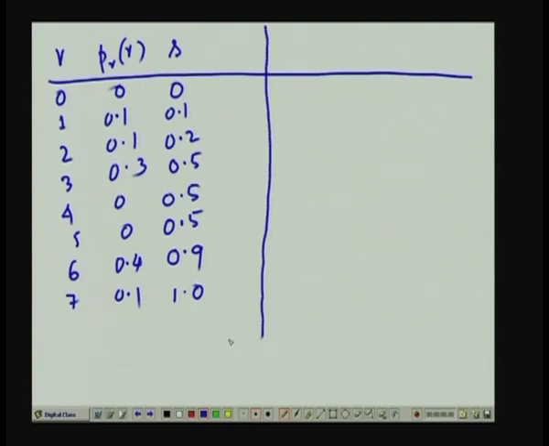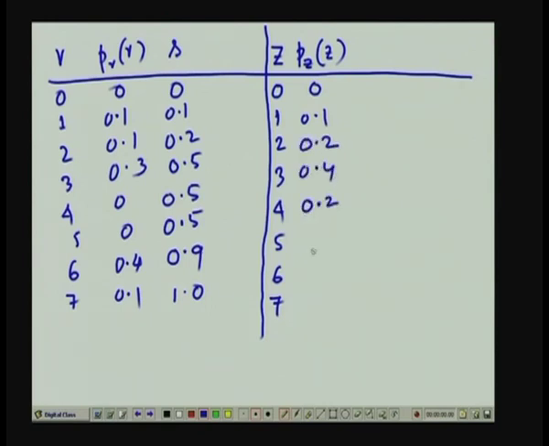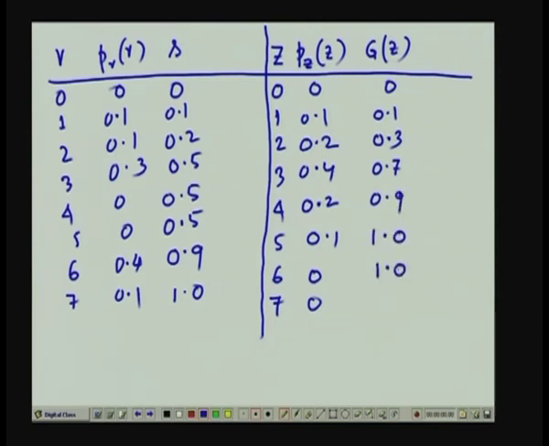Similarly, from the target histogram, for different values of Z 0, 1, 2, 3, 4, 5, 6, 7, the corresponding histogram is given by P z z, which is 0, 0.1, 0.2, 0.4, 0.2, 0.1, 0, 0. And the corresponding G z is given by 0, 0.1, 0.3, 0.7, 0.9, then 1.0, 1.0 and 1.0.